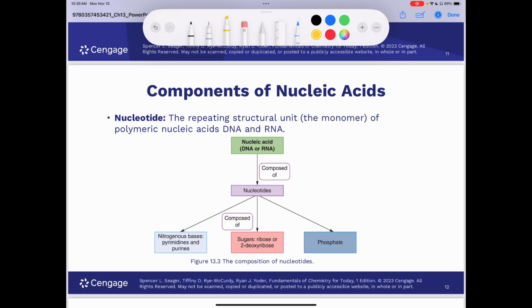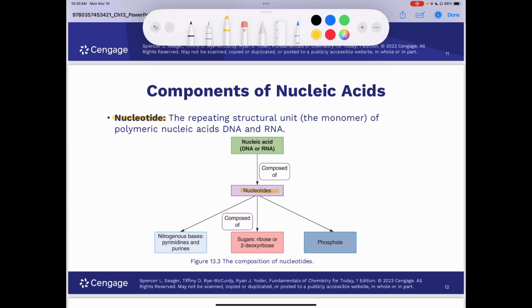The repeating structural units, or the monomers, of DNA and RNA are called nucleotides. Nucleotides, in turn, are composed of three simpler components: a nitrogenous base, a sugar, and a phosphate. So, a nucleotide is the repeating structural unit or the monomer that we find in the molecules of DNA and RNA, which are polymeric. So, what are DNA and RNA composed of? Well, they're composed of nucleotides.